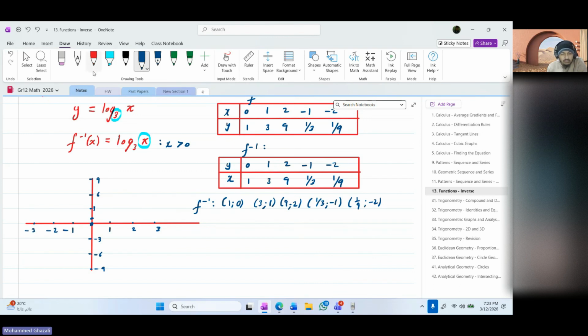Okay, so when the value is 0, it is 1. Okay, I'll keep 0 and 1. When the value is 1, it is 3. When the value is 2, it is 9. When the value is -1, it is 1/3. When the value is -2, it is 1/9. You can see this exponential function is going very close to the x-axis, but it doesn't ever touch it.